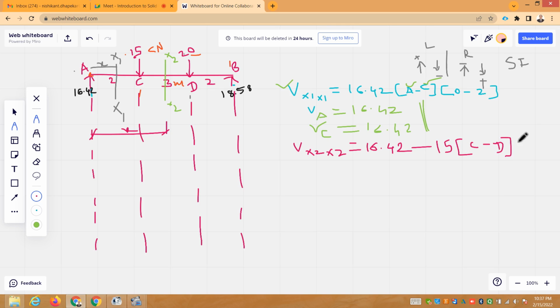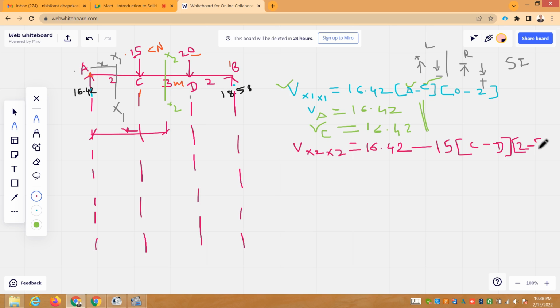If your section is at point C, this x value will be equal to 2. And if this section is at D, this x value will increase, and at D it will be equal to 2 plus 3, because this section is at distance x from A. So when it moves, at C you have to see at what distance it is from A. It is 2 meters from A when it is at C. When it is at D, it will be 5 meters from A.